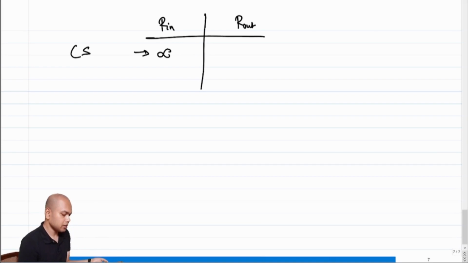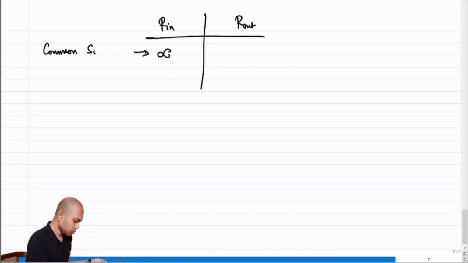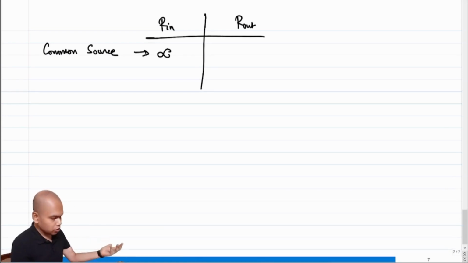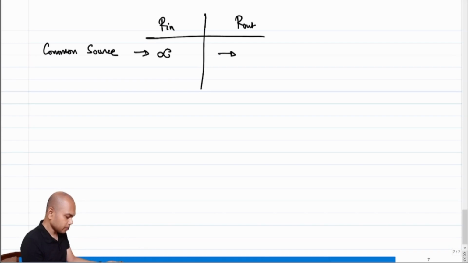right? What is the output resistance of a common source amplifier? So let me write it out as common source. What is the output resistance? Output resistance without excluding the load RL, that is looking into the drain of the transistor, the output resistance also tends to infinite, right? Or in this case it's infinite, right?